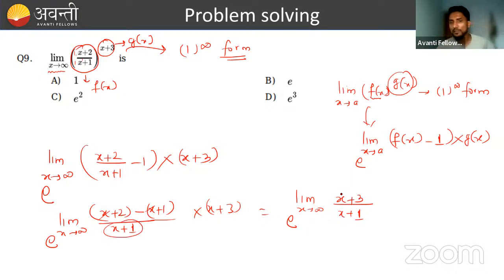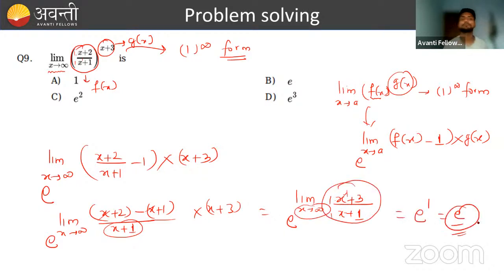Okay, so now again you can see this is the same x coefficient. So what is the limit value now? Again, it is 1. So the answer will be e to the power 1. So the answer is E, guys. Okay, is it clear, everyone? Have you got the answer?